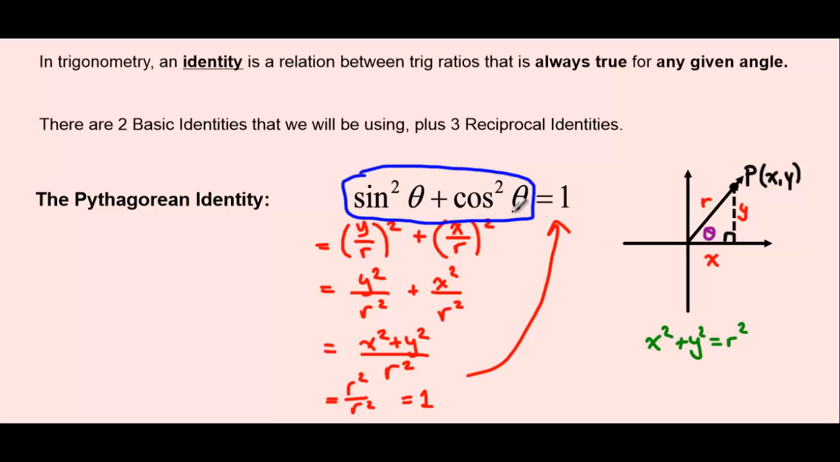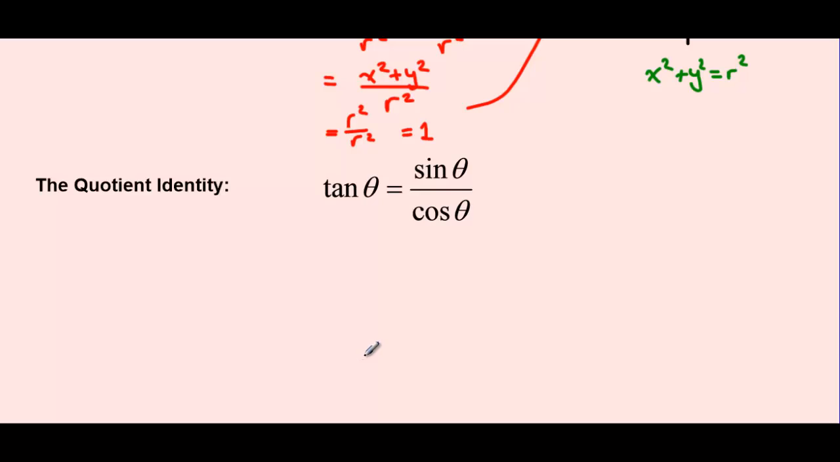Sine squared theta plus cos squared theta always equals 1. And that's the Pythagorean identity. Here's another identity that's always true. Turns out that the tan of any angle is equal to the sine of that angle divided by the cosine of that angle. We can prove this using the same diagram we used before.